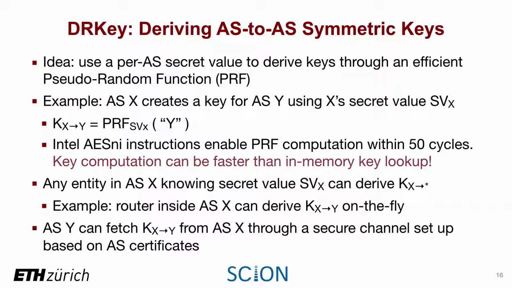And what's important here is that the router operation is very, very fast. So the router only has this single key SVX, single secret value X, and it can derive keys for each other autonomous system on the network.